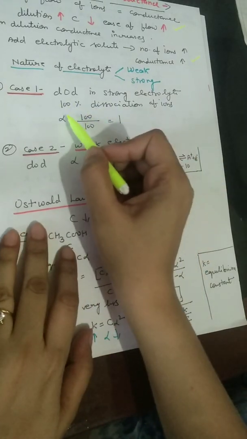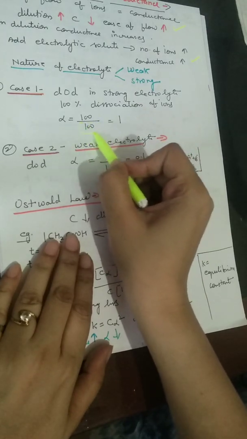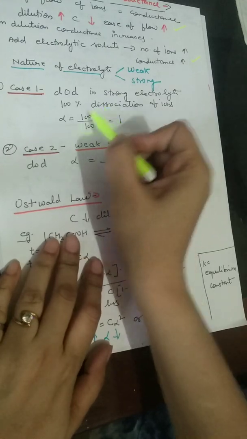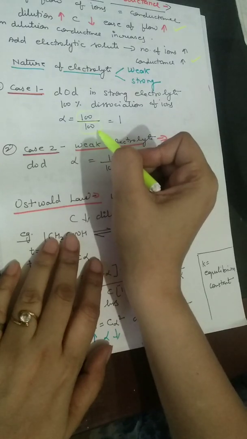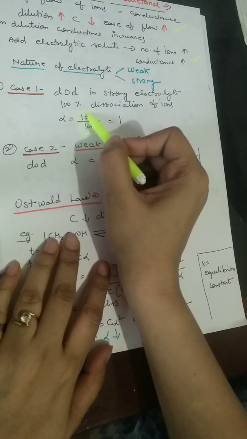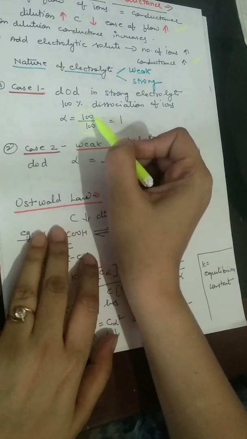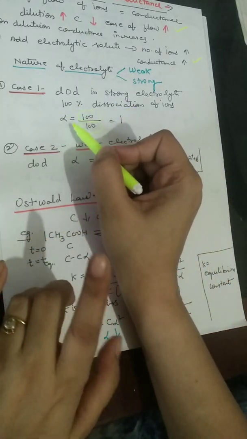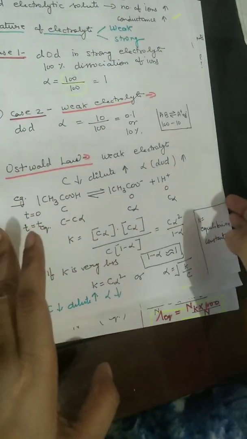So the degree of dissociation will be what? Suppose there are 100 molecules of the electrolyte present in the solution, and out of 100 all the molecules dissociate. The number of molecules present we will write in the denominator, and the molecules which dissociated in the solution we will write as the numerator. So the degree of dissociation in case of the strong electrolyte, what comes? It comes 1, right?